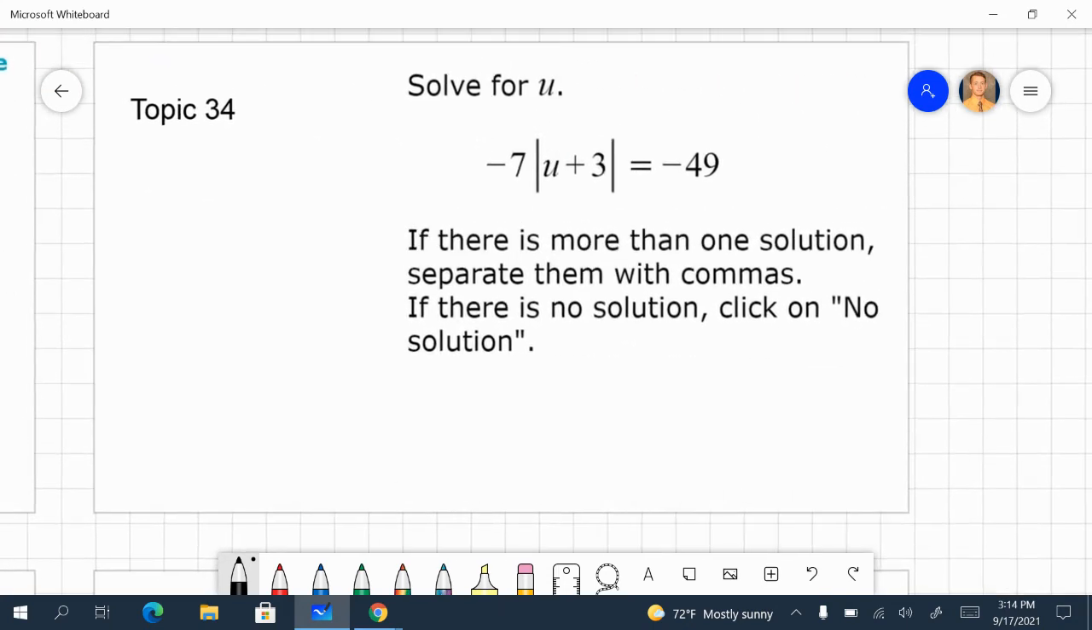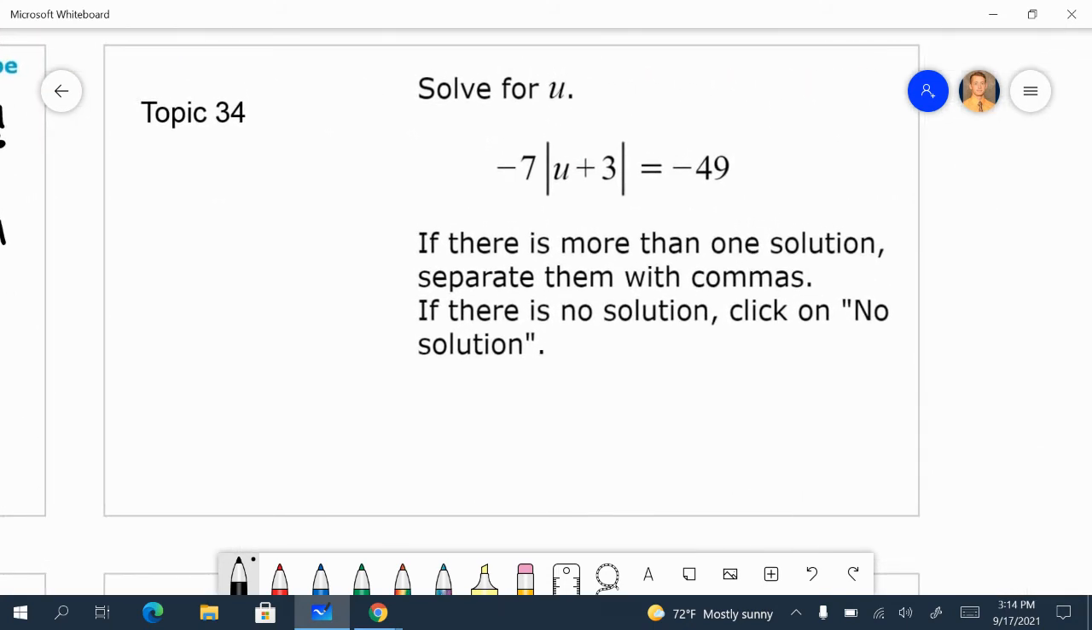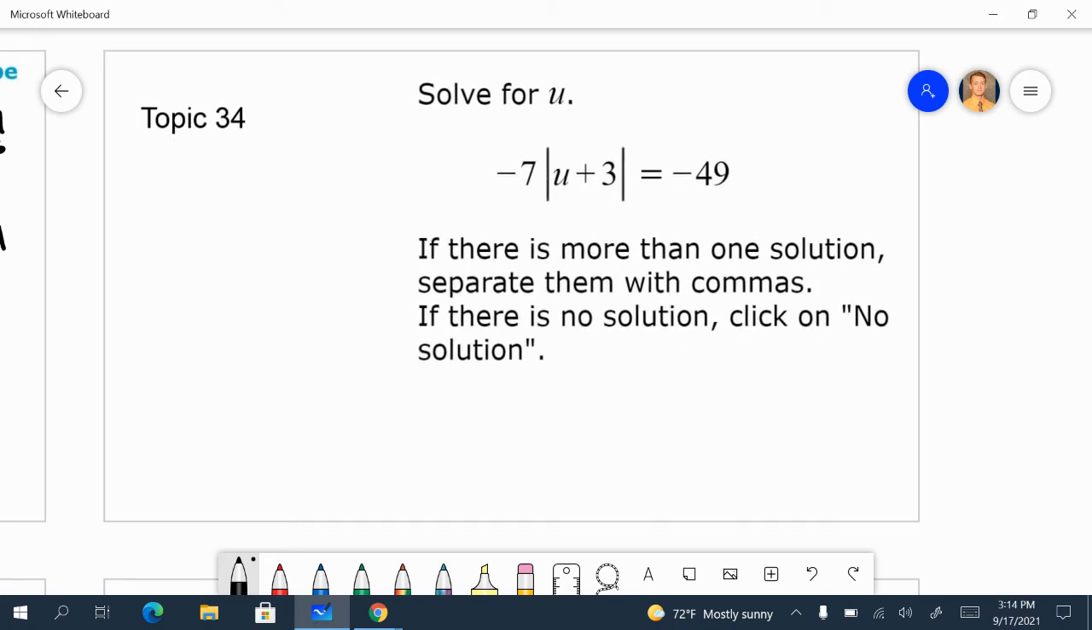Let's see what 34 is. I think we could do 34 right away, so let's do 34. I am going to first divide everything by a negative 7. Now, there is a multiplication symbol between there. You might not see it, but that absolute value symbol almost works like parentheses in a way. So I'm going to divide everything by negative 7 first. Sorry for that bell. If I divide everything by negative 7, what I'll be left with is the absolute value of u plus 3 equals negative 49 divided by negative 7, which is a positive 7. It's a good thing that's positive because it needs to be positive on that side if we just have absolute value on the other side.